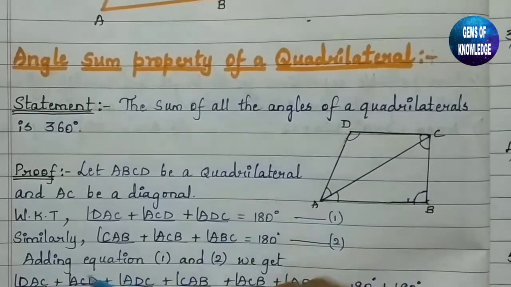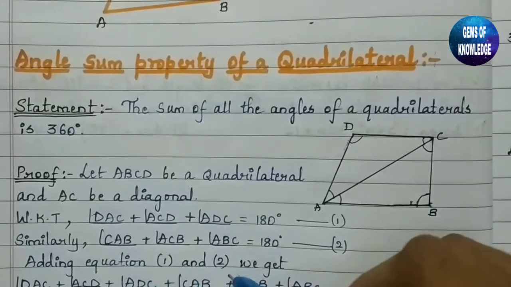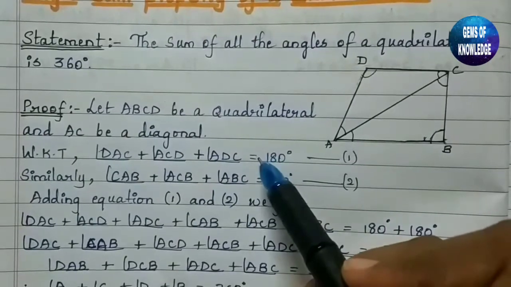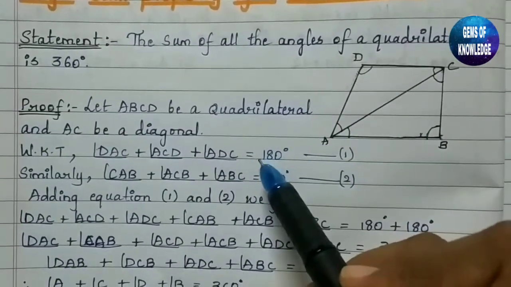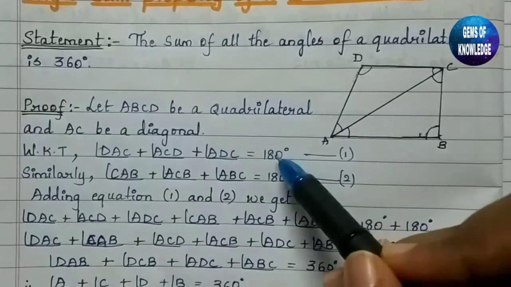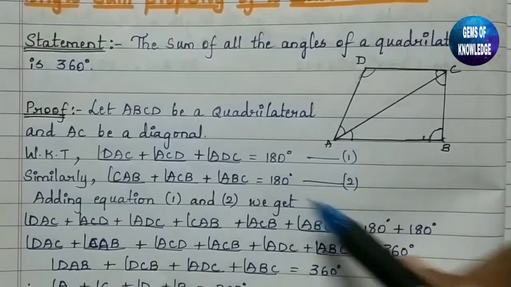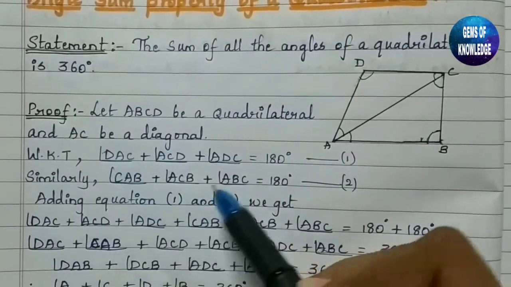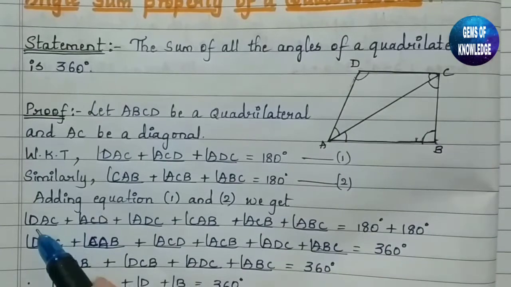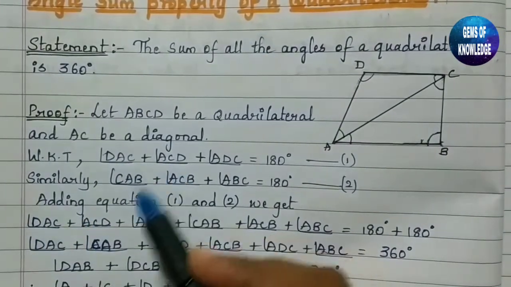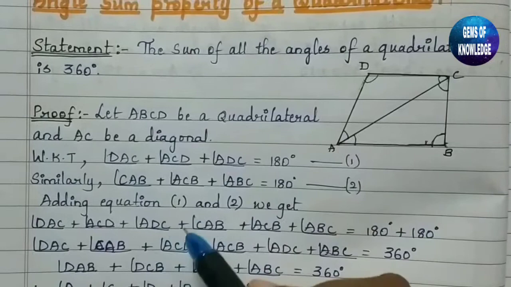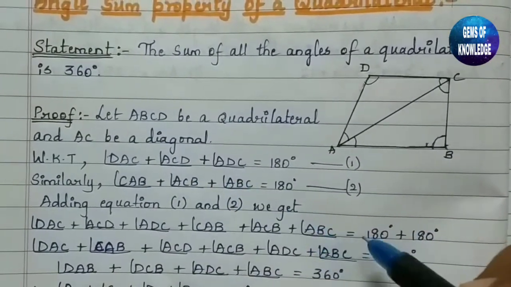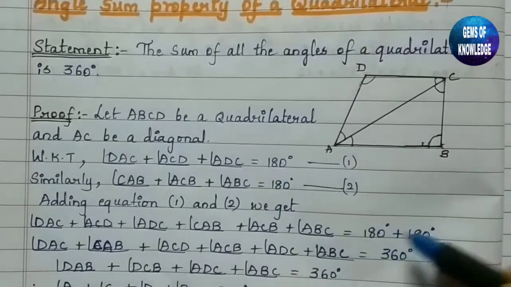Now we need to add both the equations, that is adding equations 1 and 2. What we will get here is we need to add the right sides. So you can see 180 plus 180 on the right side, and the left side, whichever angles are present, will be written as it is. So you can see DAC plus ACD plus ADC plus CAB plus ACB plus ABC, which is equal to 180 plus 180.